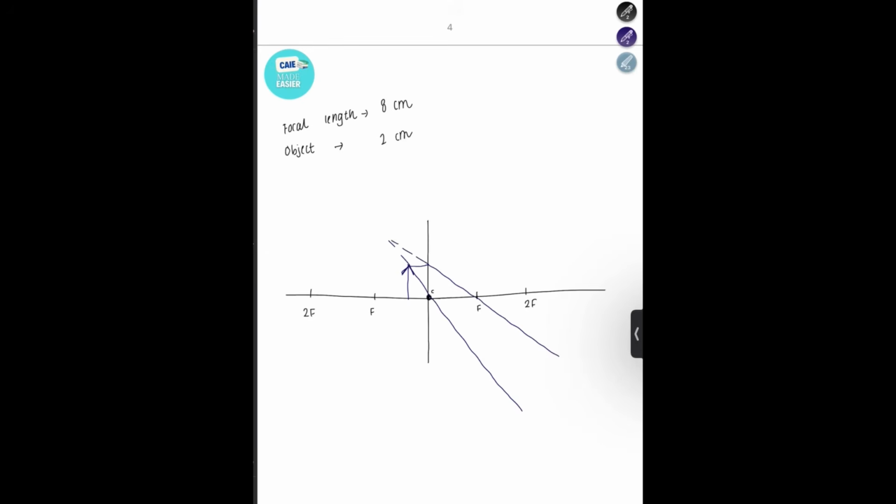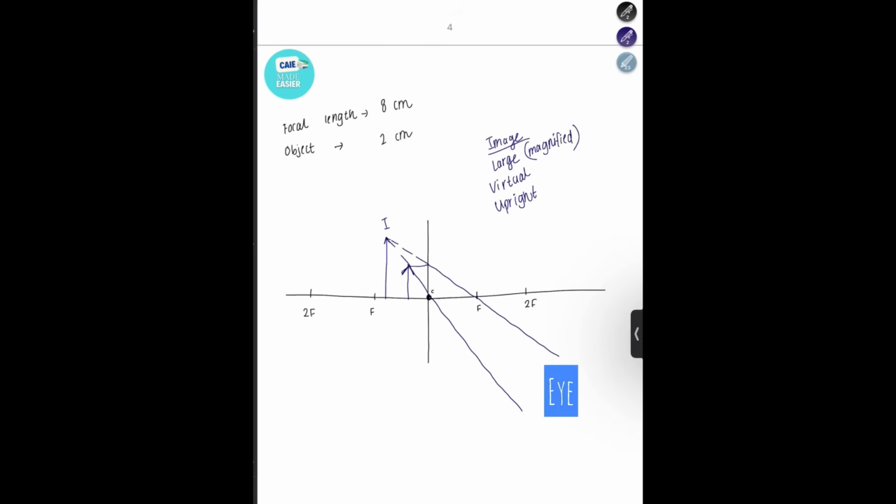So what we do is that we are going to extend the lines backward, and at the point where both of these lines are intersecting is where your image is going to be. Now such an image that forms where light rays do not actually meet but they appear to meet, as in here, this is a virtual image, okay? Also the image is larger, so this is used in magnifying glasses, and this is upright. Also the image is formed behind the lens, behind the object.